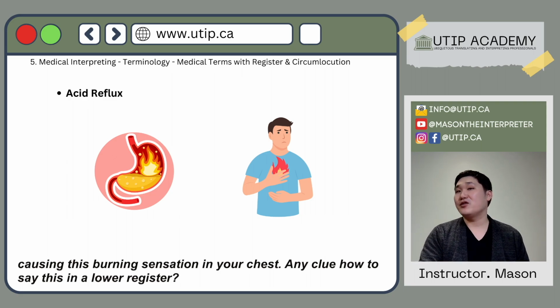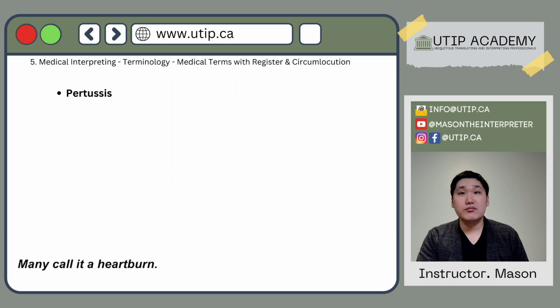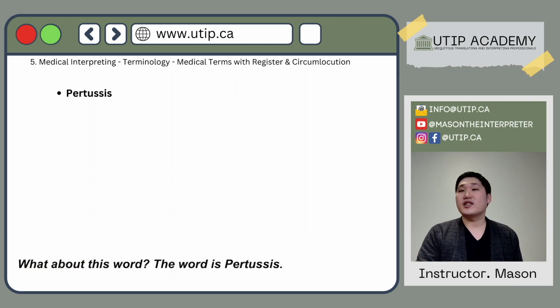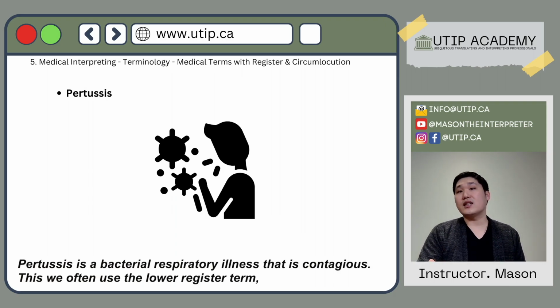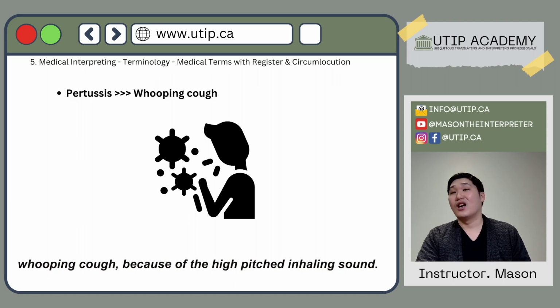Any clue how to say this in a lower register? Many call it a heartburn. What about this word? The word is pertussis. Pertussis is a bacterial respiratory illness that is contagious. We often use the lower register term whooping cough because of the high-pitched inhaling sound.